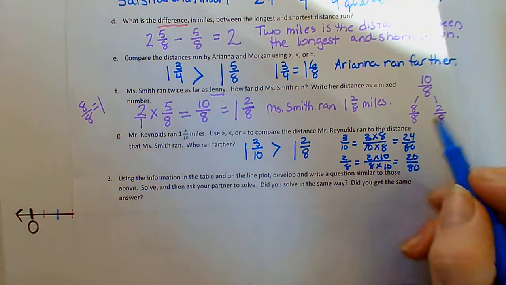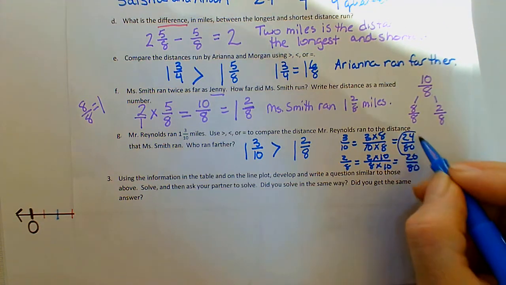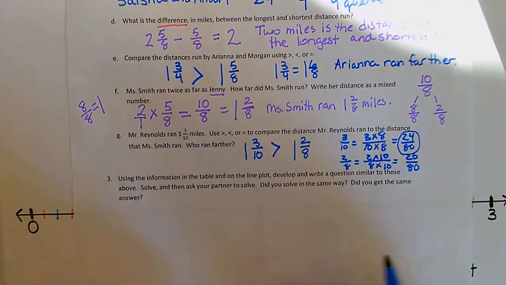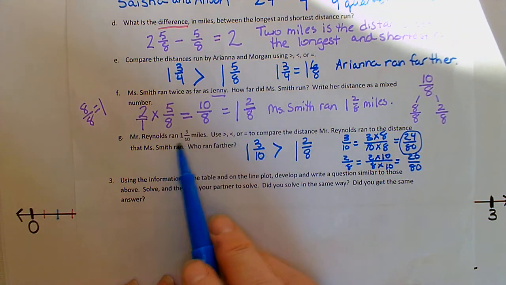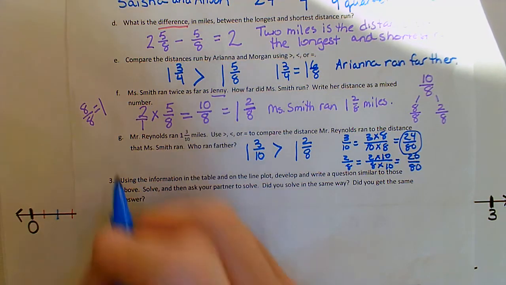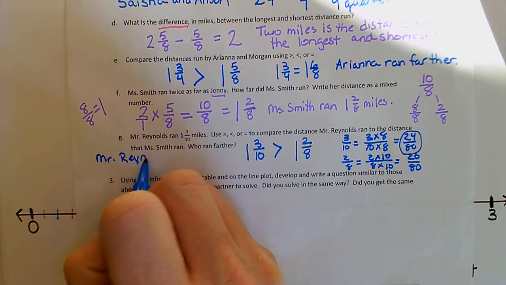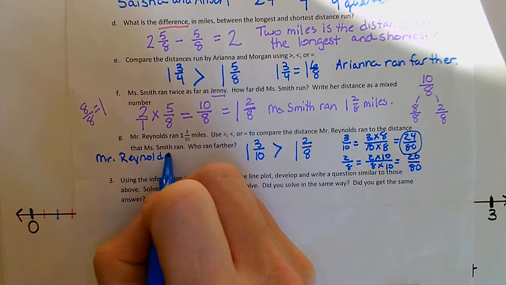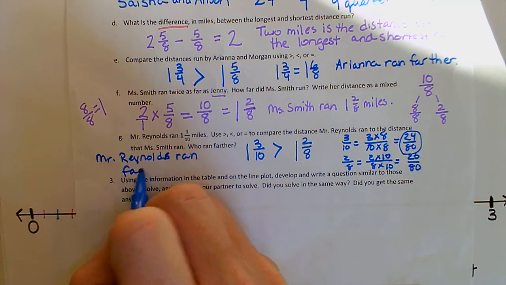And so now what I can see is that this one was larger, right? And I like to circle it. Okay, so we should write here that 1 and 3/10 was greater than 1 2/8, so we should write Mr. Reynolds ran farther.